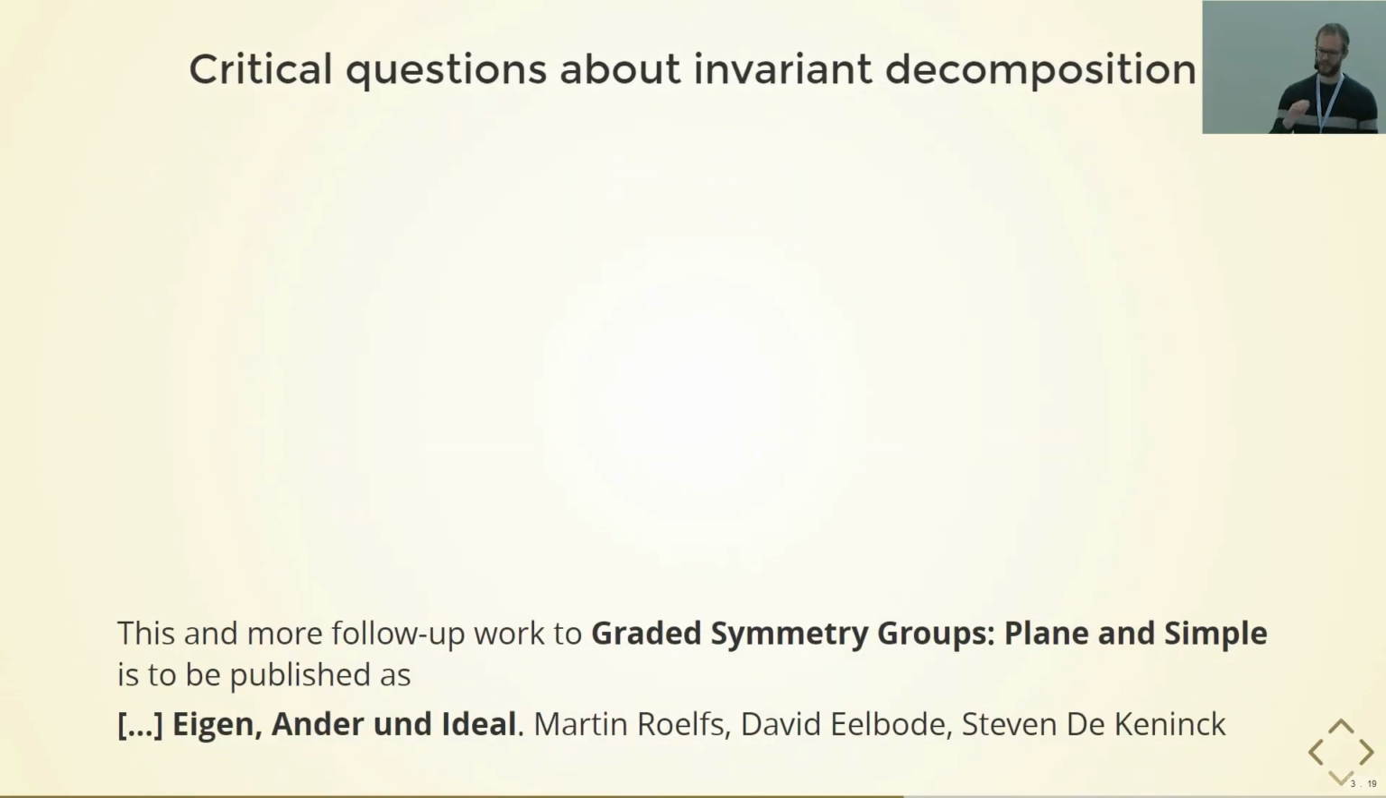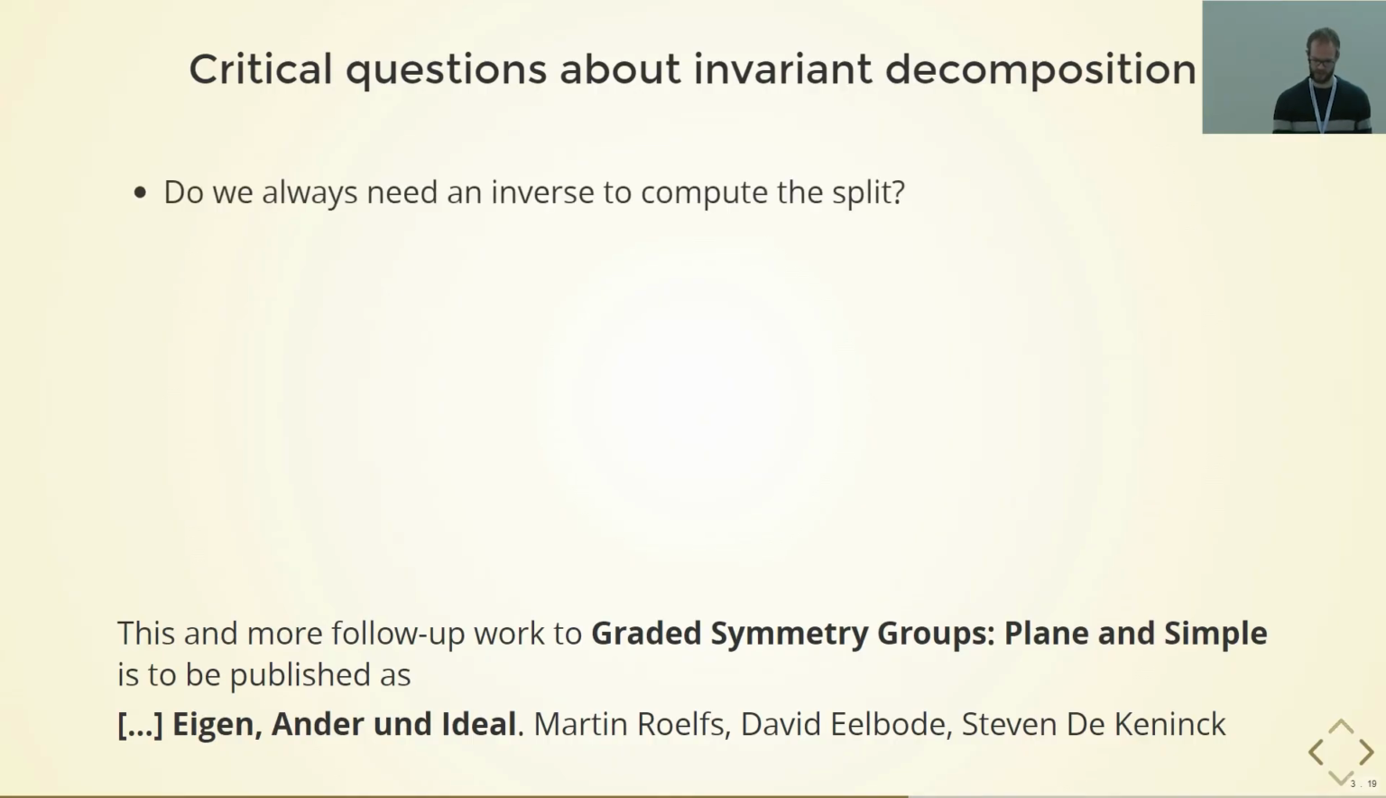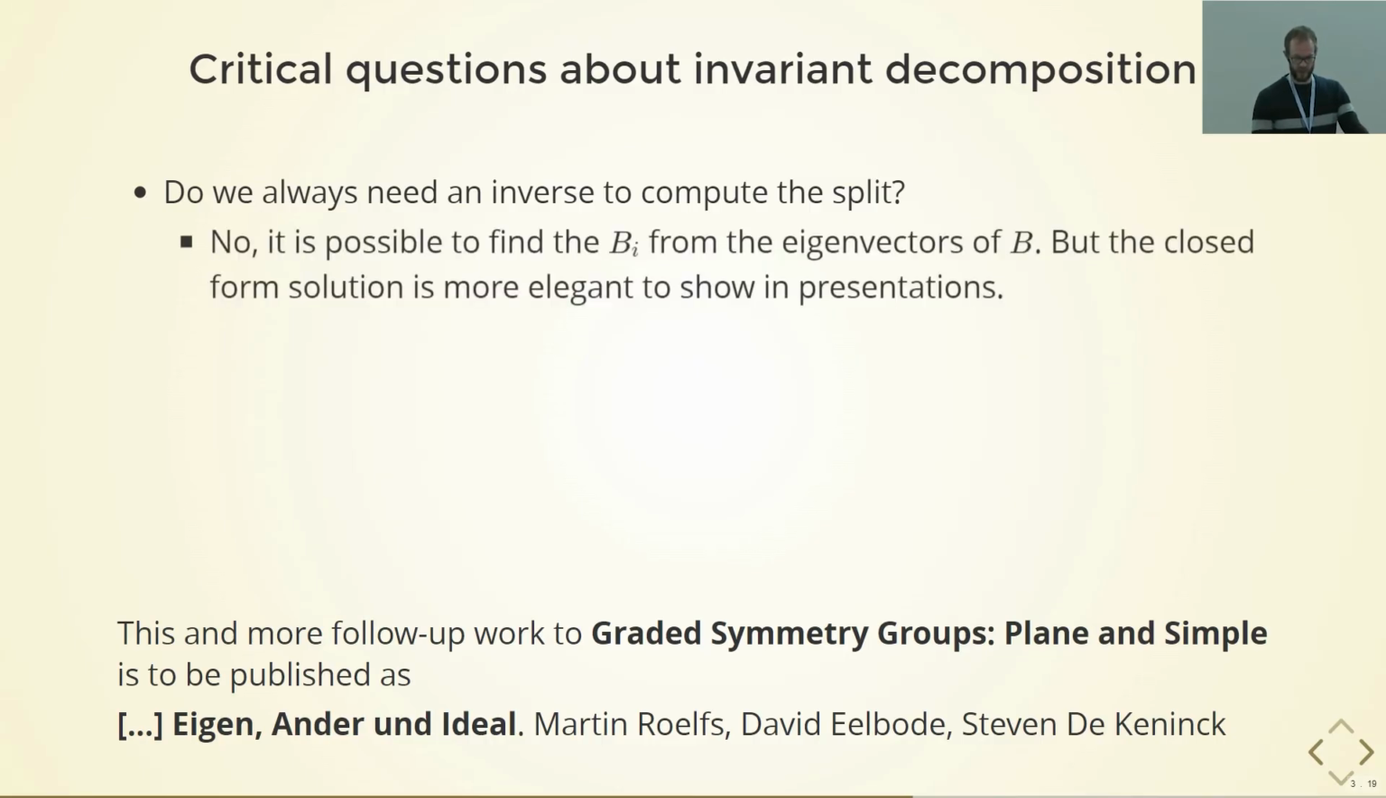I just want to quickly address 2 critical questions people might have had during some of the things I said. So one thing you might have noticed is that I need an inverse to do this split, right? So to split a bivector, I had to divide by some complex, complicated quantity. And the question might be like, do you always need that? Because then you've just shifted the problem a bit, right? Because now you need to compute an inverse, which is also hard. But that's not in general necessary.